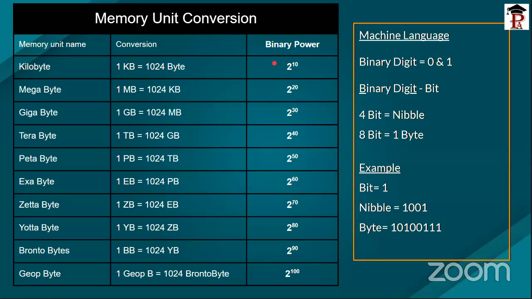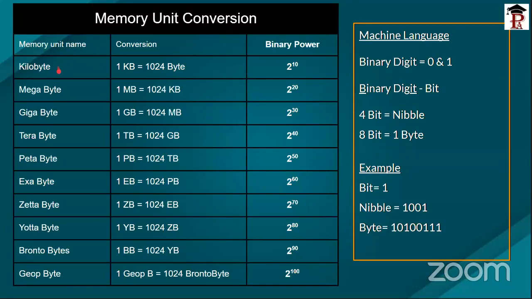So why is it 2 power 10? We know 2 power 0 is 1, 2 power 1 is 2, 2 power 2 is 4, 2 power 3 is 8, and then 16, 32, 64, 128, 256, 512, 1024. So 2 multiplied 10 times is 1024. That means every kilobyte has 2 to the power of 10 bytes. A megabyte has 2 to the power of 20 bytes. A gigabyte has 2 to the power of 30 bytes. So you should remember the memory hierarchy.